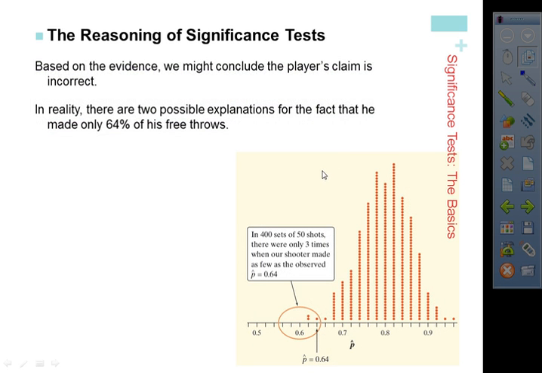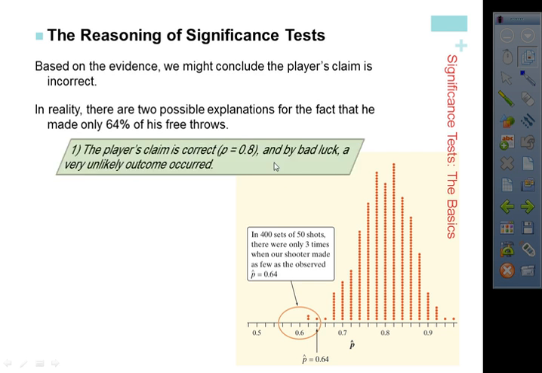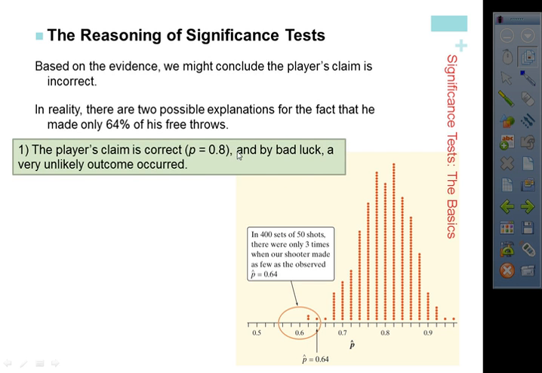Based on the evidence, we might conclude the player's claim is incorrect, right? Because it's not very likely, and it couldn't have, we're going to say it probably didn't happen by chance alone. In reality, there are 2 possible explanations for the fact that he made 64% of his free throws. 1, the player's claim is correct, and just by bad luck, a very unlikely outcome occurred. Okay, he just had a really bad day.